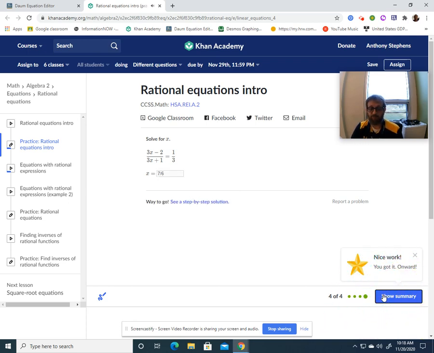Hopefully that really helped. This is one of the big things in Algebra 1. It really plays a big role in Algebra 2. So hopefully we can make sure and understand this.